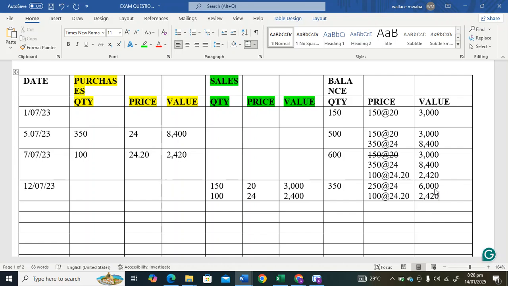So this is the secret here, colleagues. First, you see how many goods were sold. We said here it was 250. Then you now start picking from the batches. It's from the batches that you start picking. Any questions? At least in financial accounting, you just put here 250 selling price, so you get the amount. Life is easy like that.